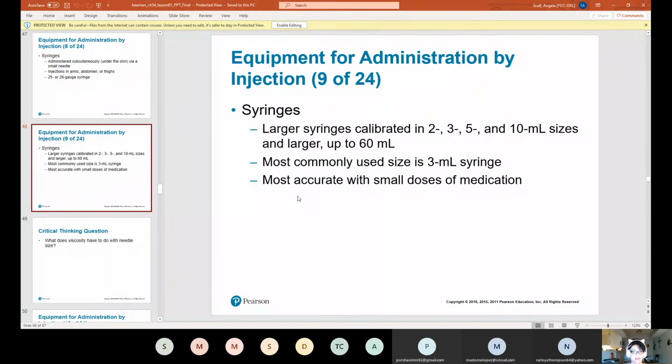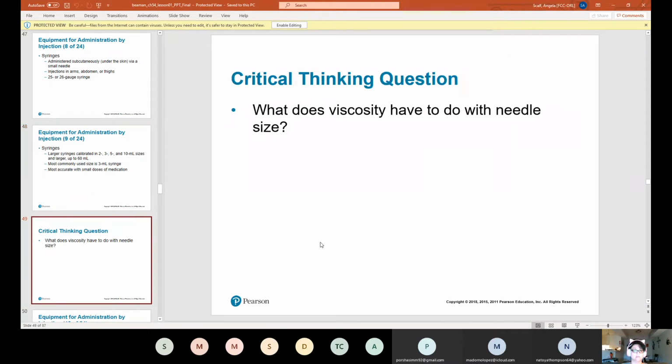And so, kind of getting an idea and a picture of the syringes, like we were talking about, the larger syringes, I've seen syringes that were this big around. They're used for irrigation or boluses or stuff like that, okay? But the most common we're going to be working with in the office is a 3 ml to a 5 ml. Those are real common, and they're the most accurate when we start thinking about our small doses.